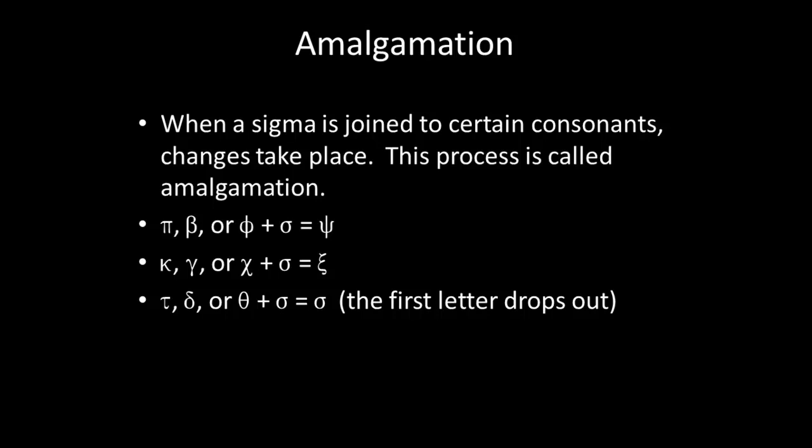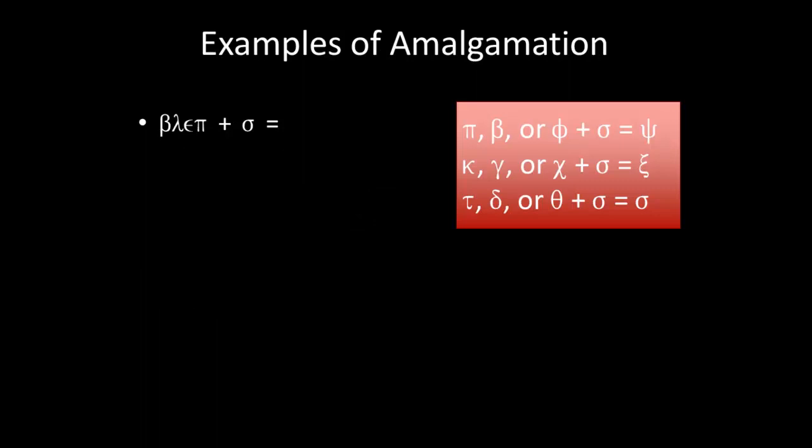What's that process called? Amalgamation. Now why are we talking about it with the future tense? Because the sigma is the key for the future tense, and it will occur right after that verb stem. Let's see some examples. Let's say I had blep. This is from blepo, I see. Let's say I had blep, and then I added the s sound. Let's look at our chart. Pi, beta, or phi. So we've got a pi plus a sigma. Ps, ps. That's going to be a psi. So that will become bleps.